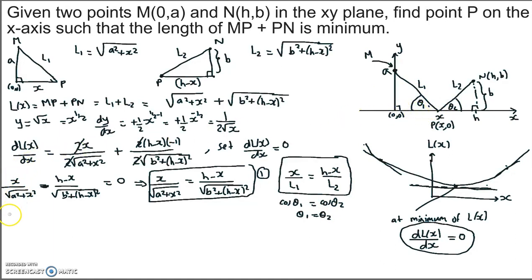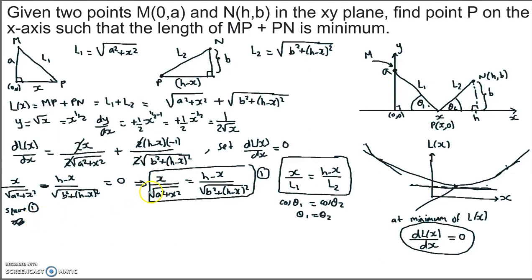So let's move on. We want to find the value of x. So let's square equation 1. I'm going to do 2 steps. I'm going to square it and I'm going to flip the terms upside down. So the denominator becomes the numerator, and you'll see why in a second.